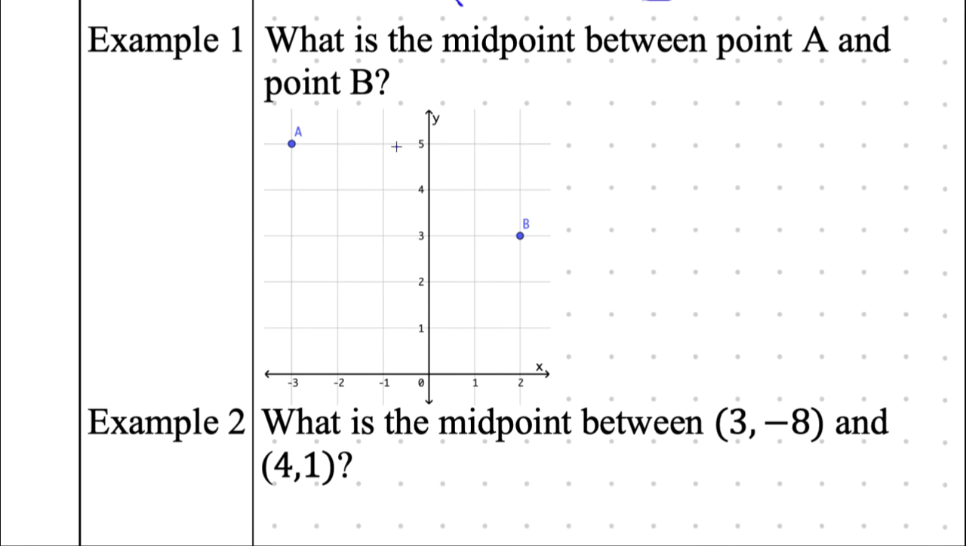Let's try an example. 2 examples and we're done. So first example, I gave you 2 points. Sometimes they'll give you a line. Sometimes they'll give you 2 points. Sometimes they'll just give you 2 points with no graph at all. So this one I'm giving you with a graph.